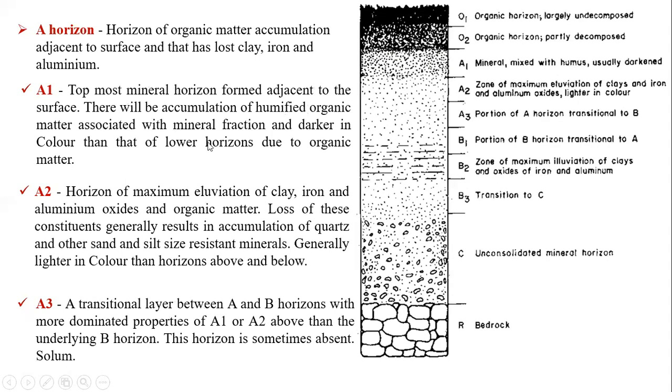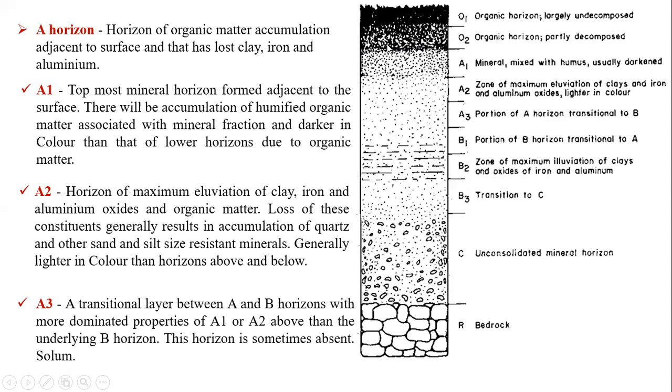In this A horizon also, there are three types, that is A1, A2 and A3. In A1, the topmost mineral horizon, very near to the surface, there will be accumulation of humified organic matter associated with the mineral fraction because it is very near to the organic layer. It is also very dark in color, darker than the lower horizon, due to the organic matter accumulation. So this A1 is very dark in color when compared with the A2 because it is very adjacent to the O horizon.